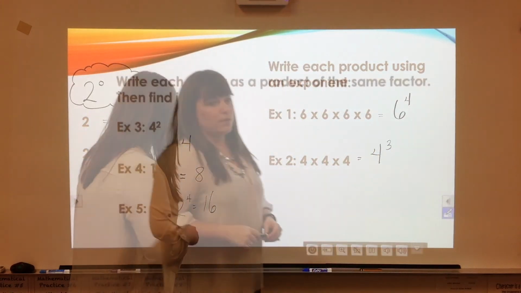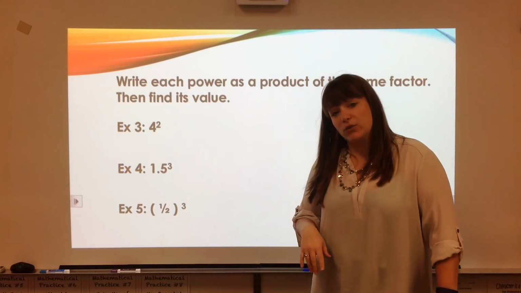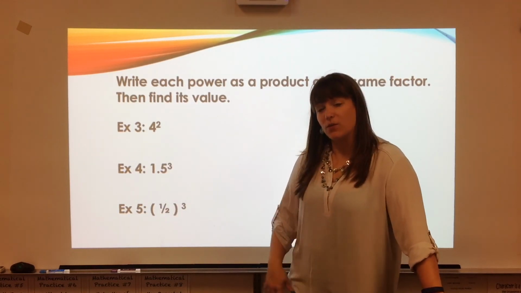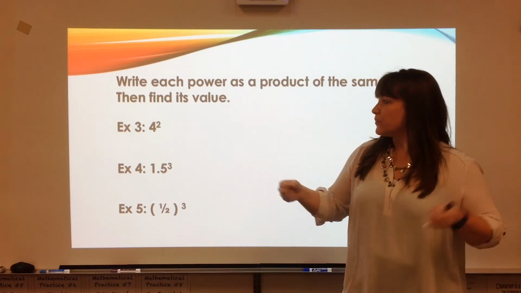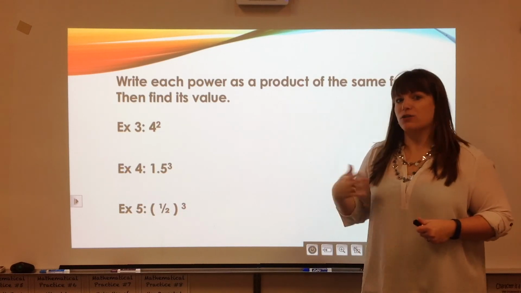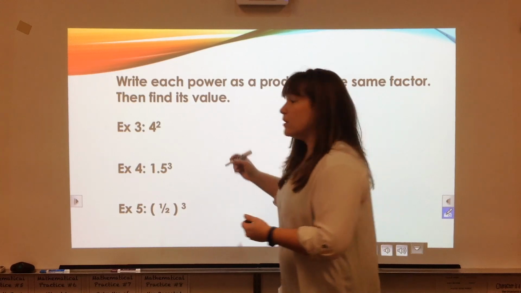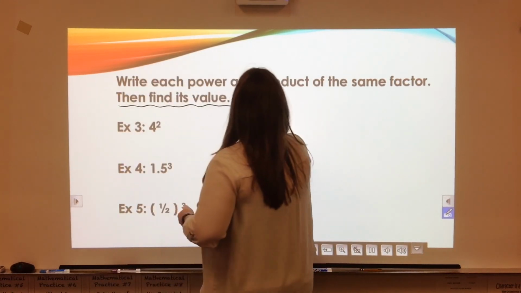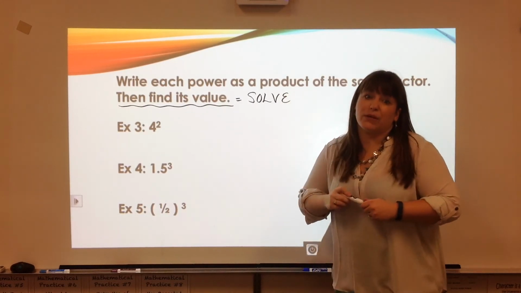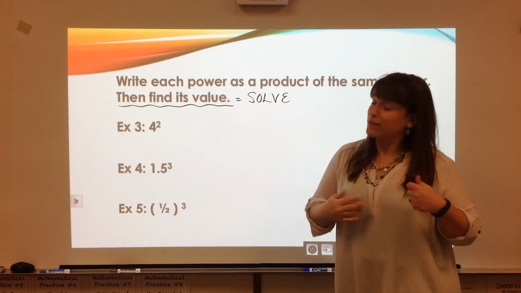Now that we've practiced writing repeated multiplication in exponential form, we're going to go the other way. So now we are given the exponential form, and we have to stretch it out and write it as a product of the same factor, and then actually multiply them all out to find its value. So the value, finding its value, is actually telling us to go ahead and solve what that really is as one number. So let's work through these. Then you have 5 to try on your own.